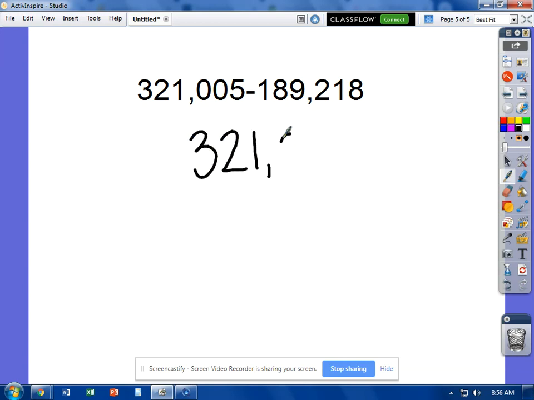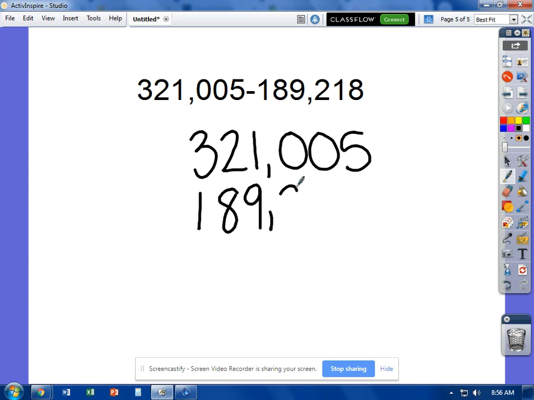I see that there's a 3 in the 100,000s place, so that makes my 321,005 larger than my 189,218. I'm then going to subtract, making sure and line up all of my place values, which I've done, and I'm ready to subtract. The first thing I'm going to do is subtract 5 minus 8. I cannot do that. My 8 is larger.